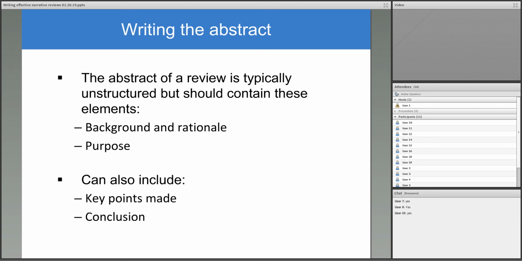Now, the abstract of a review is typically unstructured. That is, a single paragraph with no subheadings. If the journal does have any instructions for structuring review abstracts, you should follow those. Even without formal headings, the abstract should still be organized. The reader will always benefit from these common elements: background, the rationale, which may be implied rather than explicit, and the purpose of the review.